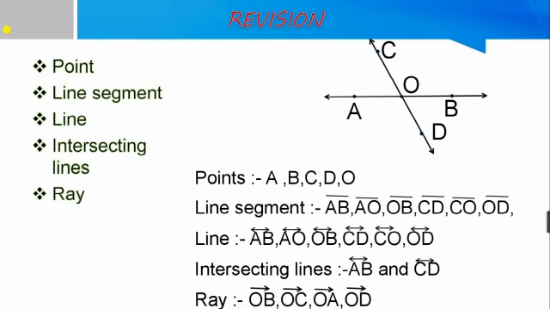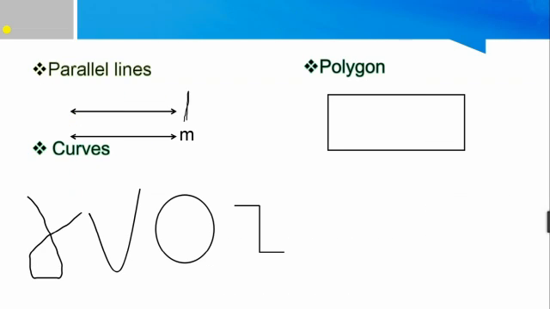Remember one thing, when you write names of line, line segment and ray, you should draw corresponding line, line segment and ray respectively on the top of their names, as I write here. Next term, parallel lines. 2 lines in a plane are said to be parallel if they do not meet. Here, lines L and M are parallel lines.